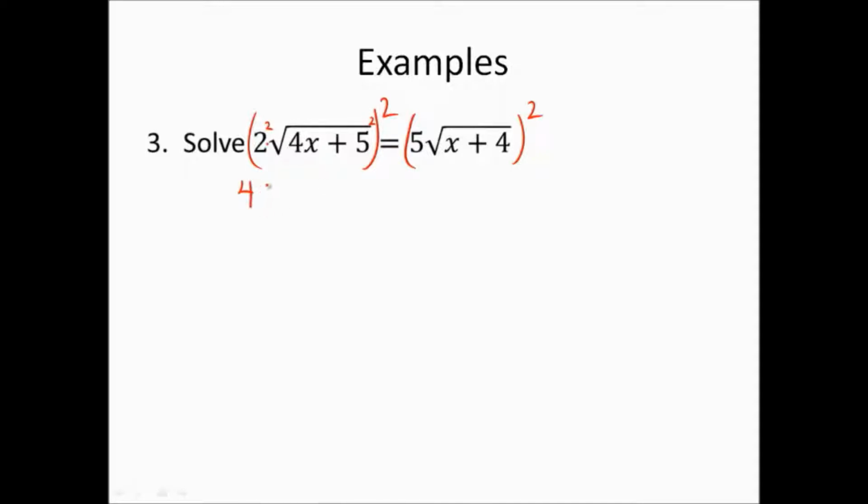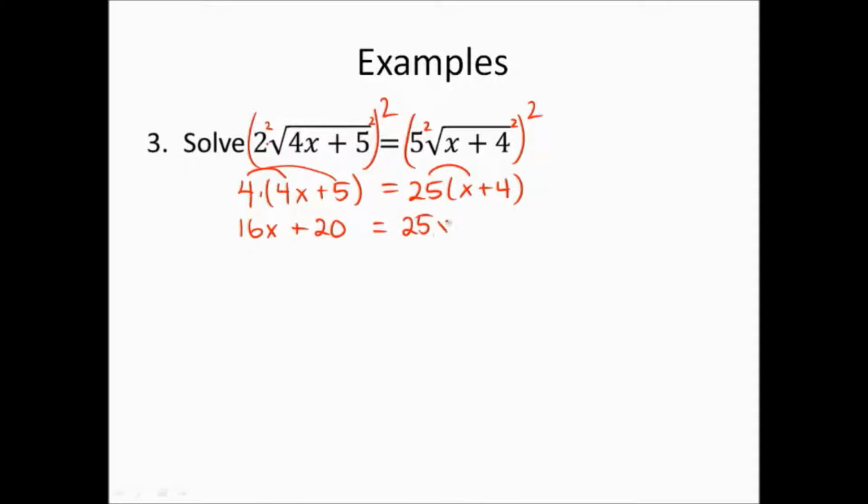So that's giving us 4 times 4x plus 5 and 25 times x plus 4. Now, notice we have no x squares. That's great. That means we're not going to have to do the solving through factoring method. We can just solve by getting x on one side and the numbers on the other side. So let's distribute this. We get 4 times 4x is 16x. 4 times 5 is positive 20. 25 times x is 25x. 25 times 4 is positive 100.